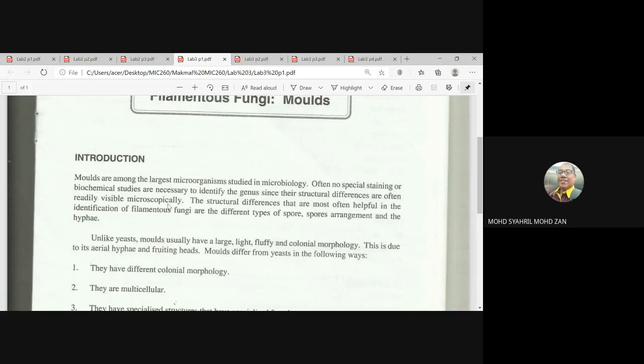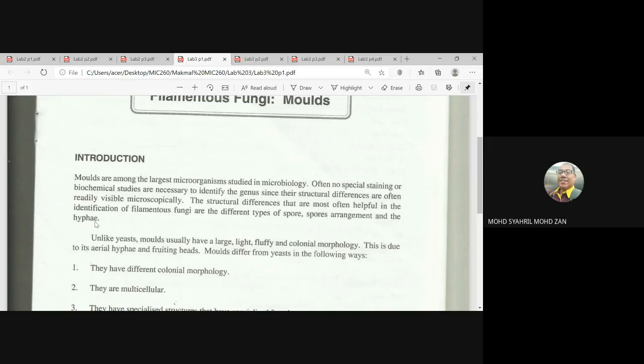Okay. Though the structural differences, they are most often helpful in the analysis of the filamentous fungi. So fungi mesti ada filamentous, mesti ada hyphae, microhyphae dan sebagainya, kapsul. Okay. So baru kita tahu dia jenis apa fungi tersebut. Dia mesti ada hyphae, microhyphae. Okay. There are different types of spore arrangement and the hyphae. Nampak? Kalau fungi mesti ada merujuk pada special term, iaitu hyphae.